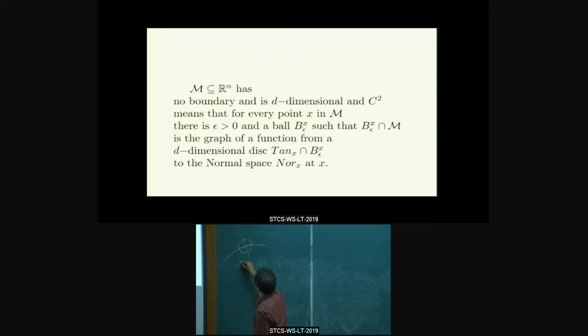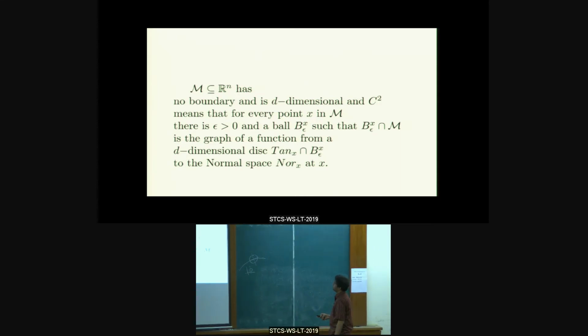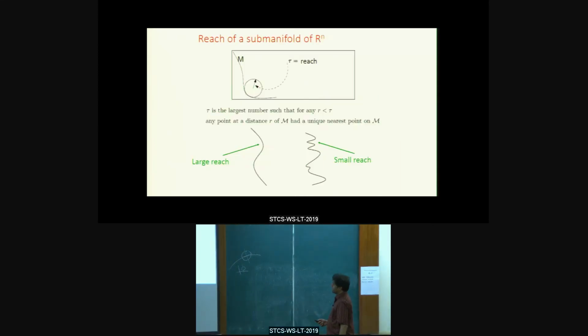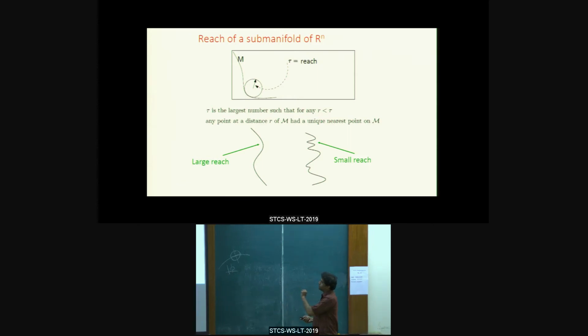For example, if you take a circle, it's not the graph of a function because you have two images for every point in a certain set. But locally, we assume this is the case. And this is what reach means. Reach is basically the largest distance you can travel away from the manifold while preserving the unique projection property.